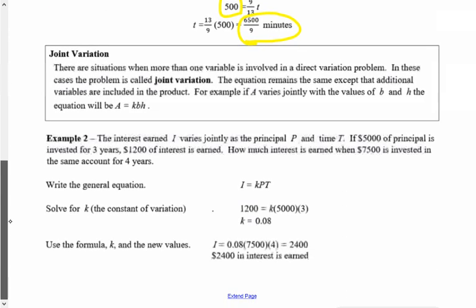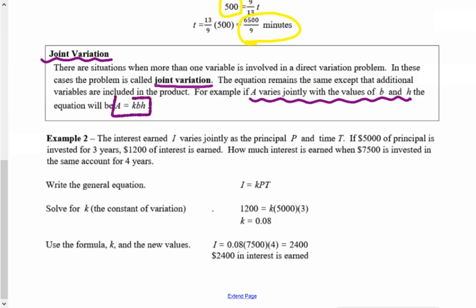That's Algebra 1. Moving to Algebra 2, our new topic is called joint variation. There are situations when more than one variable is involved in a direct variation problem. In these cases, the problem is called joint variation. The equation remains the same, except that additional variables are included in the product. For example, if A varies jointly with the values of B and H, then the equation will be A equals k times B times H.